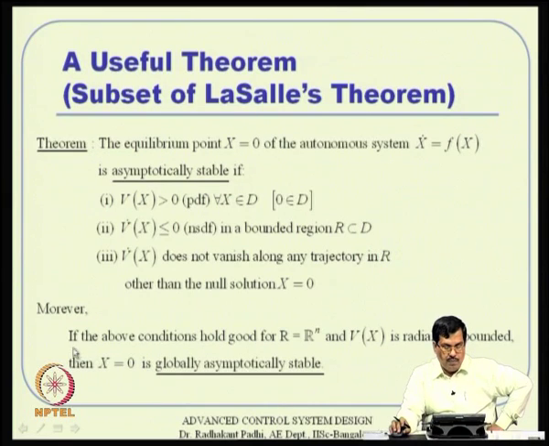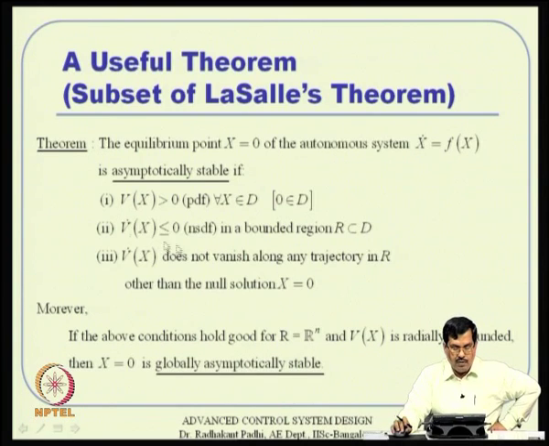And if the above conditions hold good for R equal to R^n, for the entire space, that means this region R happens to be R^n, and V of x is radially unbounded, obviously you will end up with the global asymptotically stable condition also. So, this theorem is a very powerful theorem, because many times you are stuck otherwise that V dot is negative semi definite. You will be able to close the chapter and say, even if it is negative semi definite, V dot of x happens to be 0 only at x equal to 0, and hence using this theorem the system is still asymptotically stable.